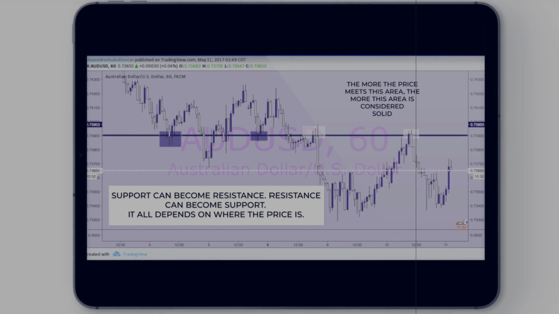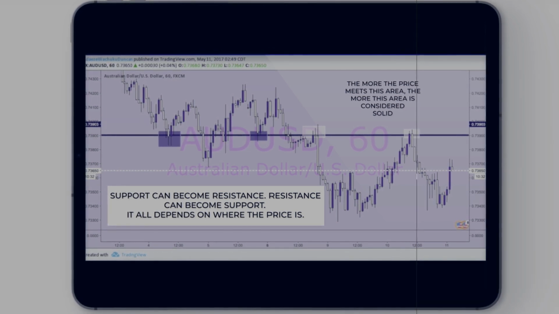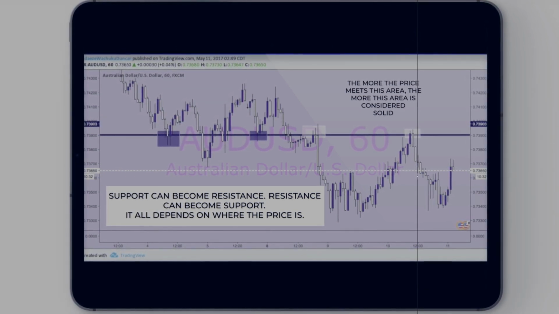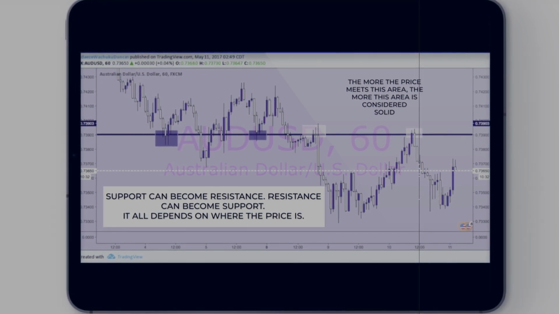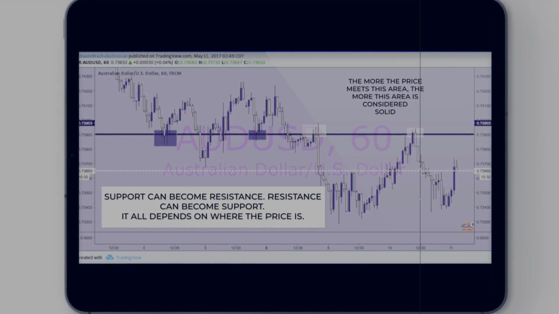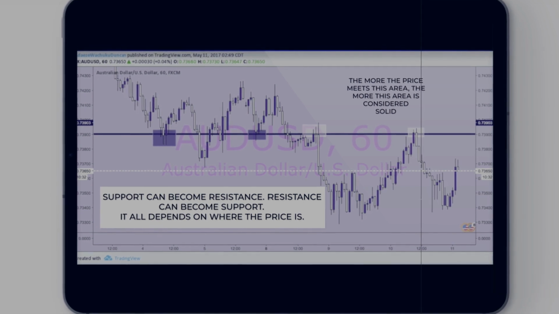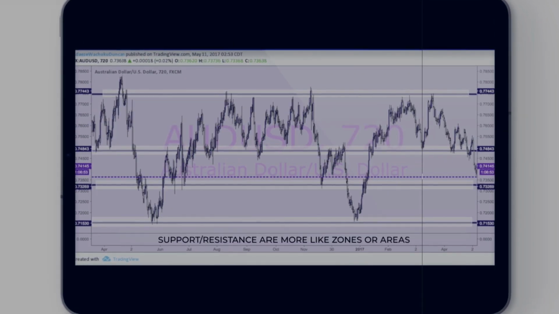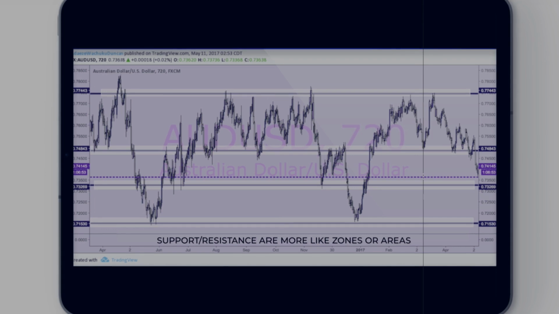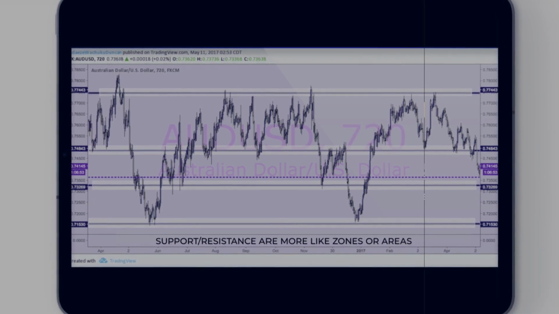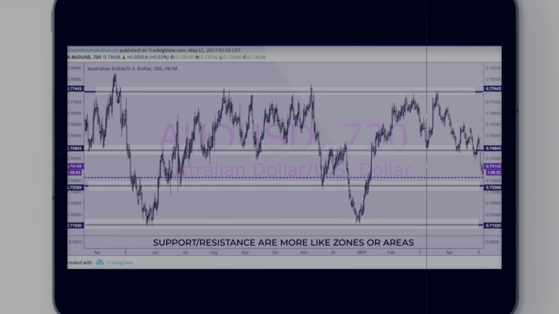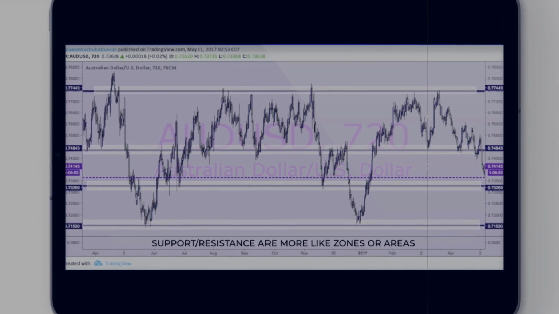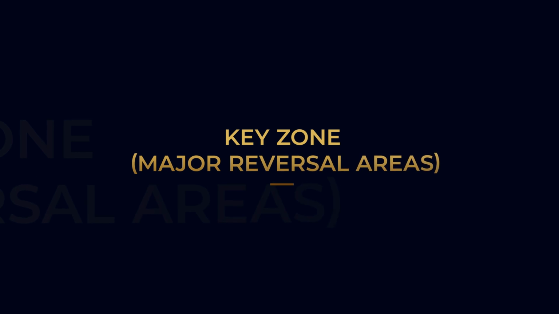On this chart, we notice that this area at first was a support and then progressively became a resistance. As you can see, support can become resistance and resistance can become support. On this particular chart, we can clearly see that these candle wicks don't absolutely stop at the lines. This is why we more widely use the term area or zone, as in a support zone or a resistance zone. Now we're going to learn how to draw a support or resistance zone.